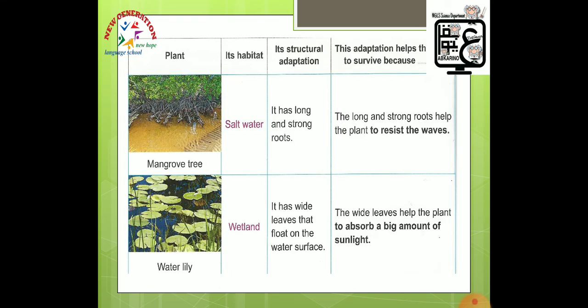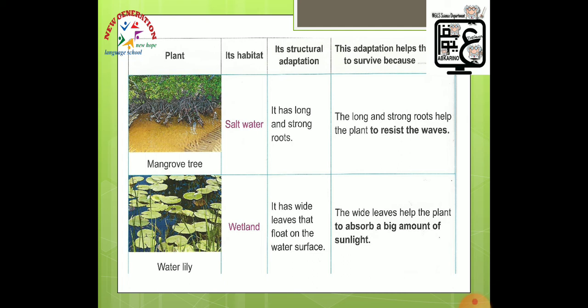And now we are going to talk about some plants, such as number one, a mangrove tree. Mangrove tree. It lives in salt water. And now we're going to talk about the structural adaptation and behavioral adaptation of mangrove tree. First, it has long and strong roots. Why? To resist the waves.